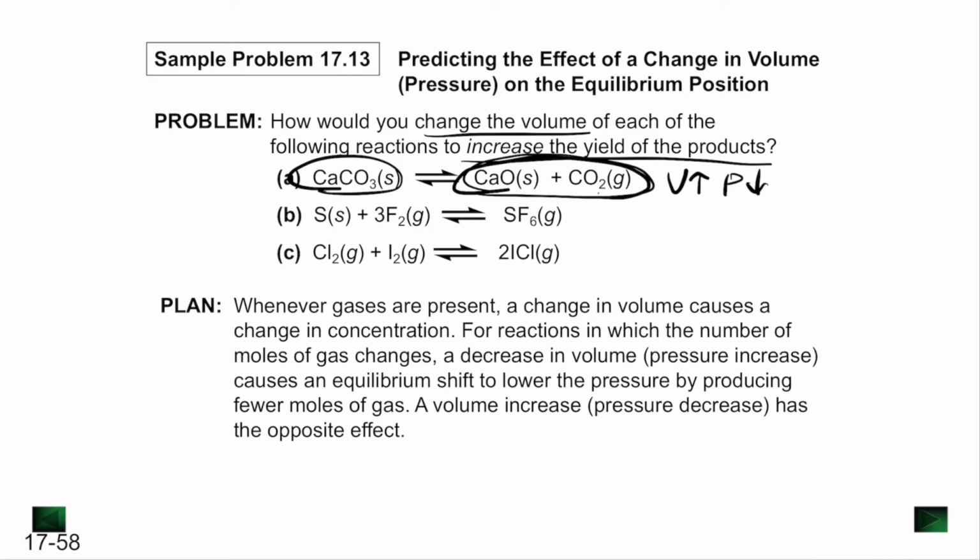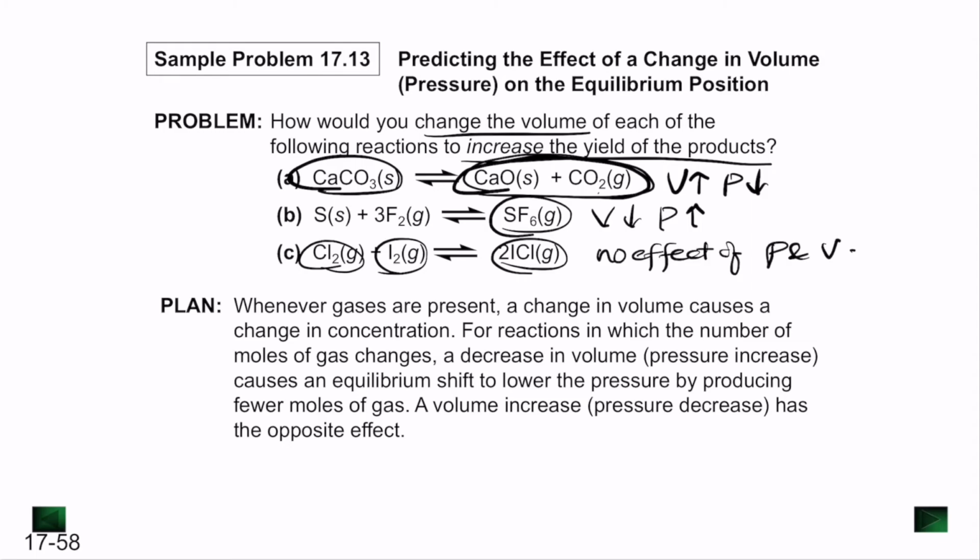Only then it will go towards the side that creates more number of molecules. Now, when you want to increase the product here, you're going to go towards the side that has lower number of molecules, which means that we have to decrease the volume and increase the pressure. And the last one, again, notice that both sides have the same number of moles, so there is no effect of pressure and volume. Because they have the same number of moles on each side, there is no effect of changing the pressure or volume.